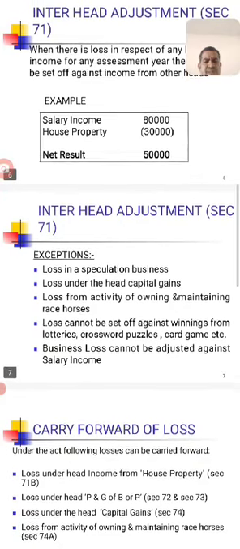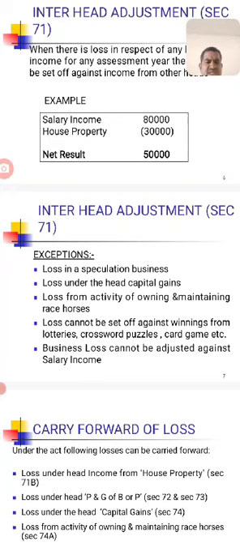Here also there are some exceptions to inter-head adjustment under Section 71. Loss in speculation cannot be adjusted against other heads of income. The speculation loss can be adjusted against speculation income only. And also loss under capital gains: capital gain loss can be set off against capital gain income only, and cannot be adjusted against any other heads of income.